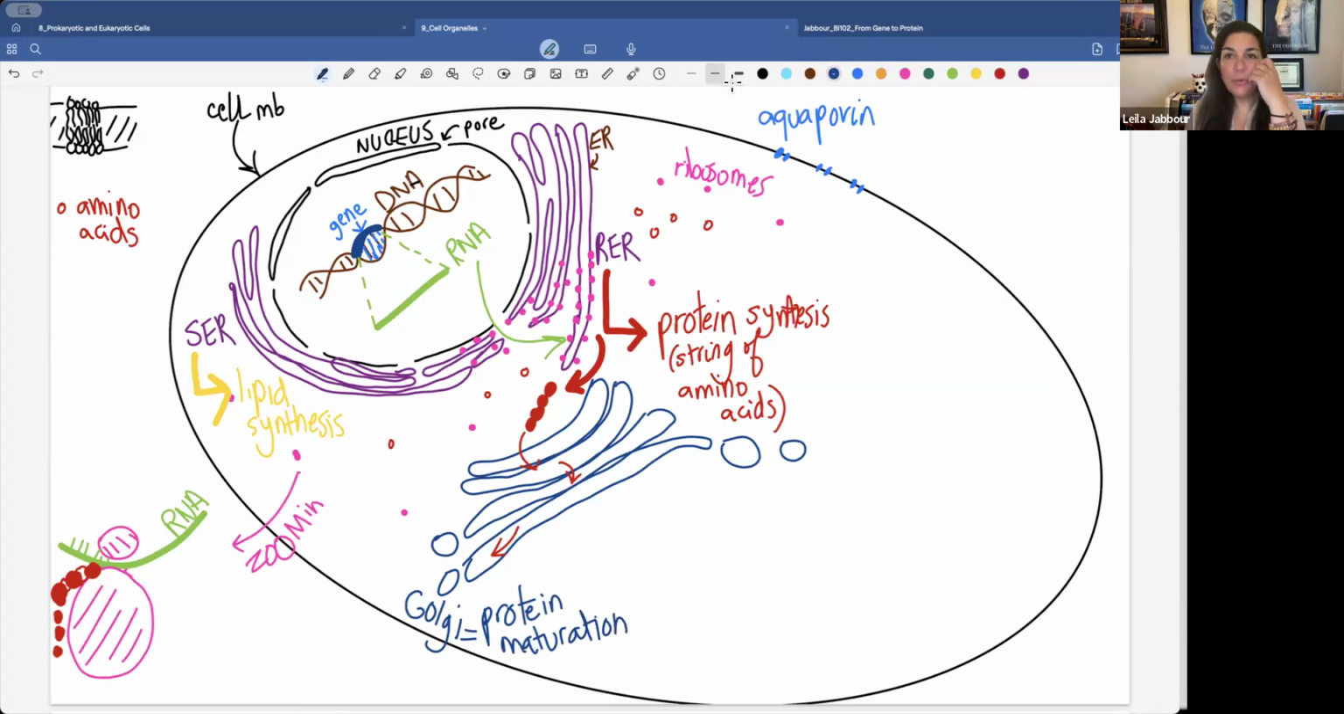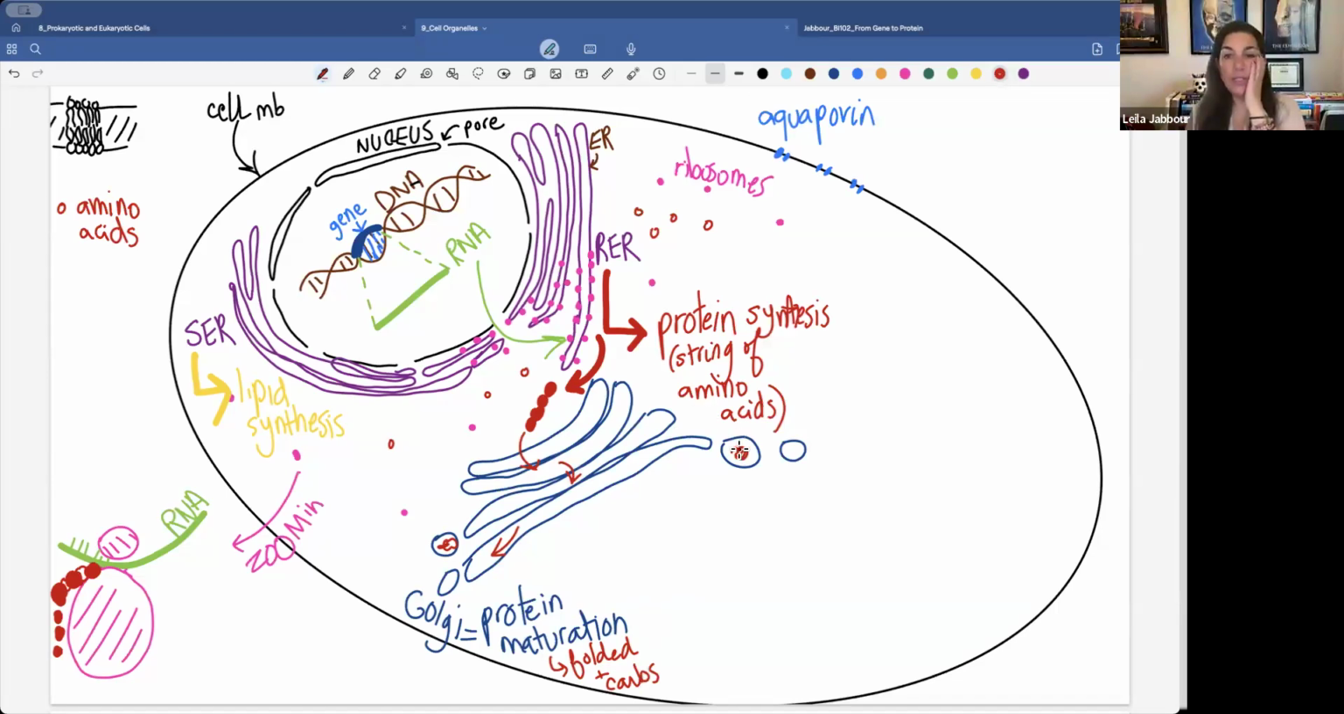And this protein ends up, so I'm just going to draw a little squiggle here to show you that it folded. This protein undergoes maturation. Here, I'll write: folded plus carbs. I'm going to write carbs because little carbohydrates can get attached on the surface of proteins. And now you have a glycoprotein.